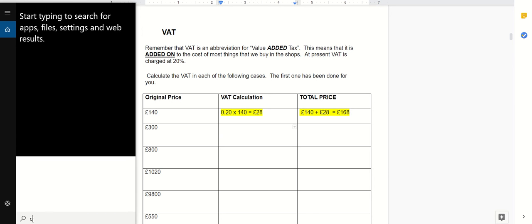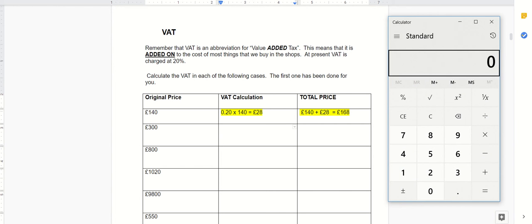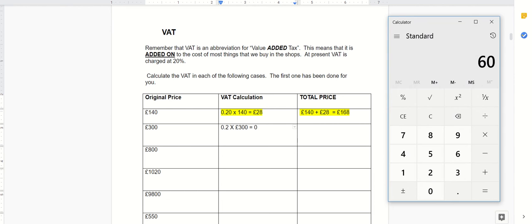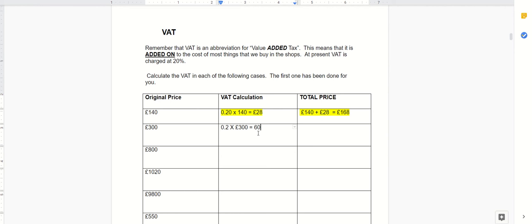Just realised I've got to get a calculator. There we go. So 300 multiplied by 0.2 equals 60. Okay, so 0.2 times 300 equals 0. No, it doesn't. It equals 60. Okay. £300 plus £60 equals £360. That's the total price.